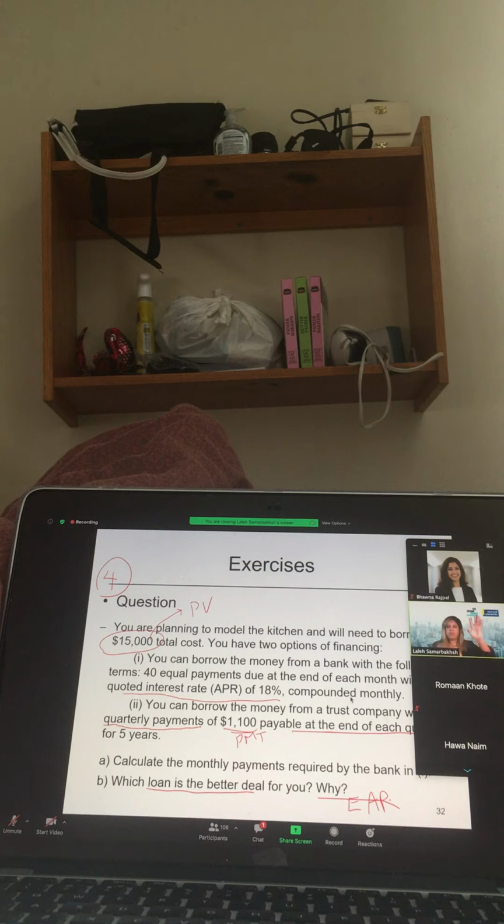So this question has two parts. The first part, calculate everything about option 1, everything about option 2. Option 1, you have to calculate payment. Option 2, you have to calculate I over Y. For part B, you want to compare the rates. And now that you want to compare the rates, calculate the EAR, or effective annual rate.